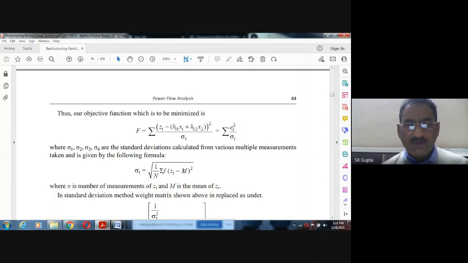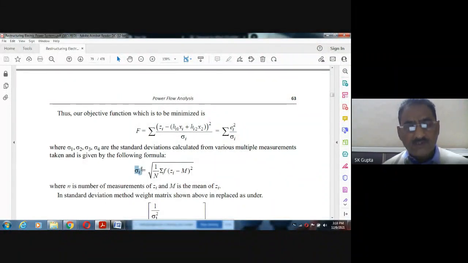Say the mean is 5, and the measurements are coming as 4.5, 4.9, 4.9. Subtract 5, and how many times is it coming? Say 5 times or 10 times. So multiply with the frequency divided by the overall frequency. Overall measurements, say it is 50. And the square root of that is called the standard deviation.